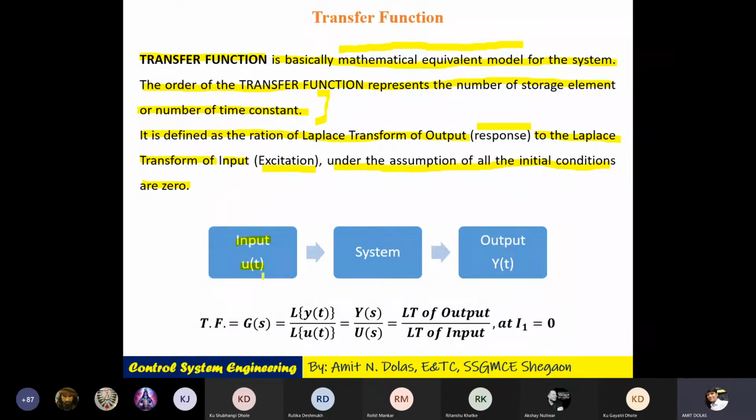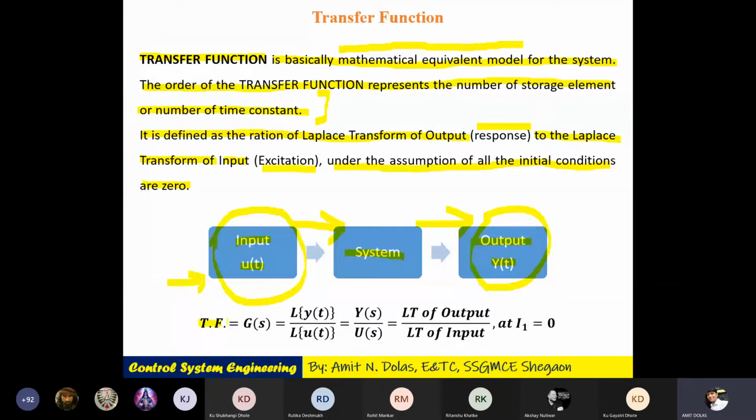u of t is the input, that is the excitation. This is the system which is fed by an input. Then the system will provide, as per whatever the mathematical model is, an output or response that is defined as y of t. As I mentioned, in certain books this y of t is denoted by c of t, and the u of t excitation is denoted by r of t, and the transfer function is t of s. So we will be using these notations throughout the unit.